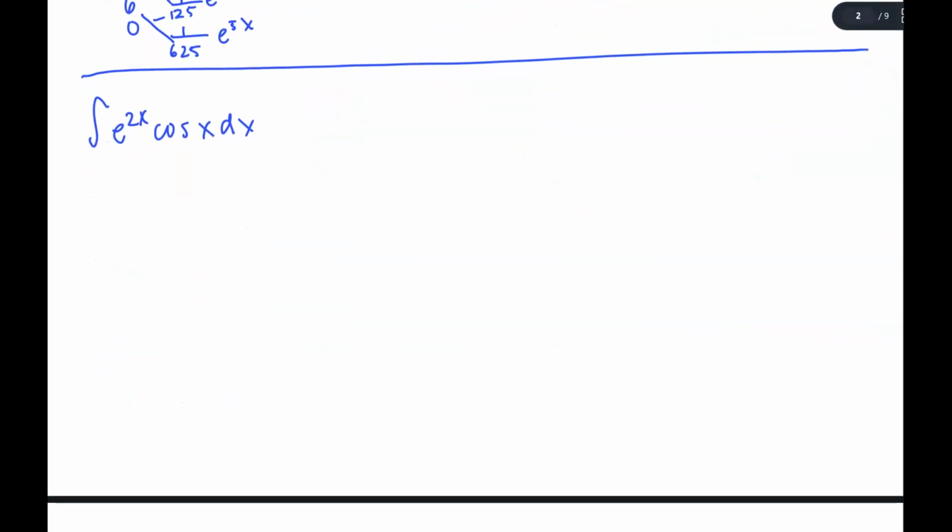All right, so our goal here is to do integration by parts until we get back to the same integral that we started with. Your choice entirely, which one of these you make your u and your dv.